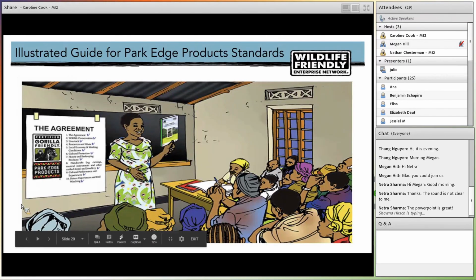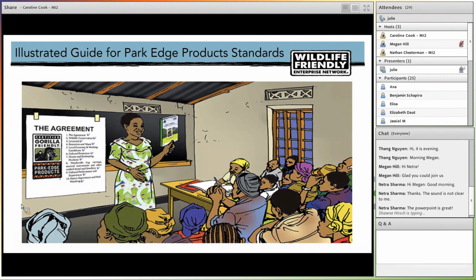We also had an illustrated guide for the park edge products produced by a local Ugandan artist, which has been used for sensitization with the local communities around Bwindi to date. And these products cover things like honey and beekeeping, handicrafts, cultural performances, and nature experiences and bird watching. Next.